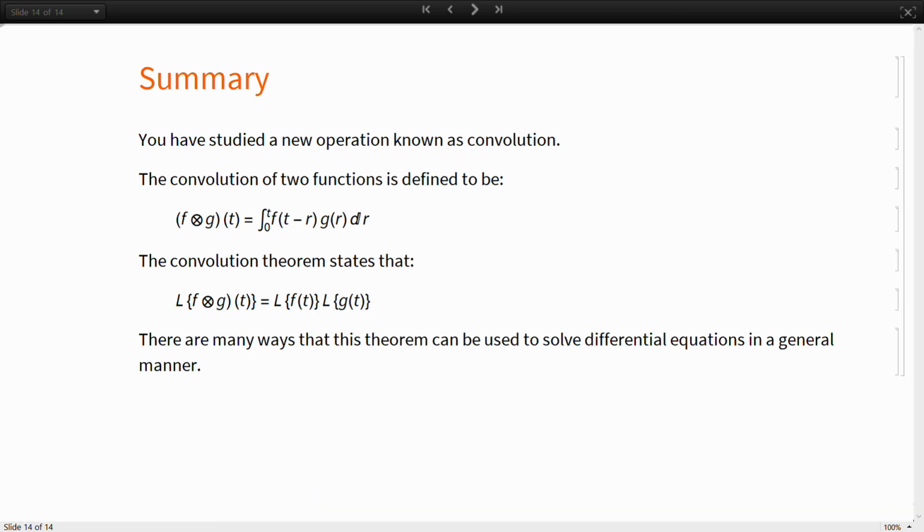In this lesson, we have introduced a new operation known as convolution. We have seen that the convolution of two functions is defined by the integral here. An important result is the convolution theorem, which states that the Laplace transform of the convolution of two functions is equal to the product of the Laplace transform of the two individual functions. We then use the convolution theorem to show how we can solve many different types of differential equations in a general manner.